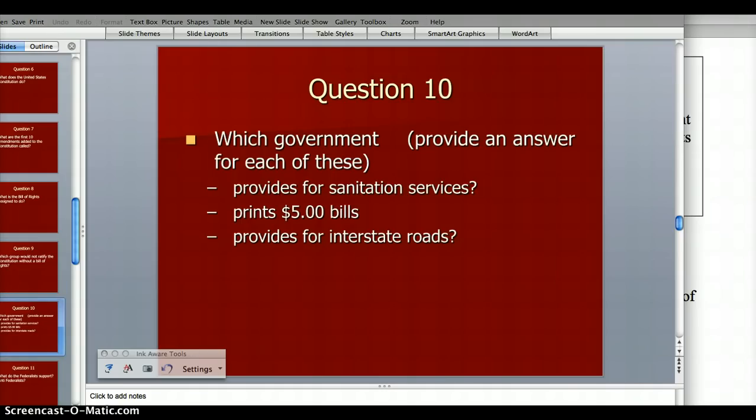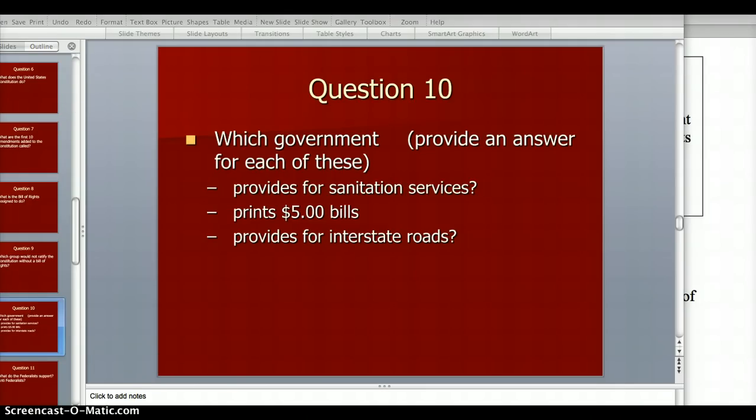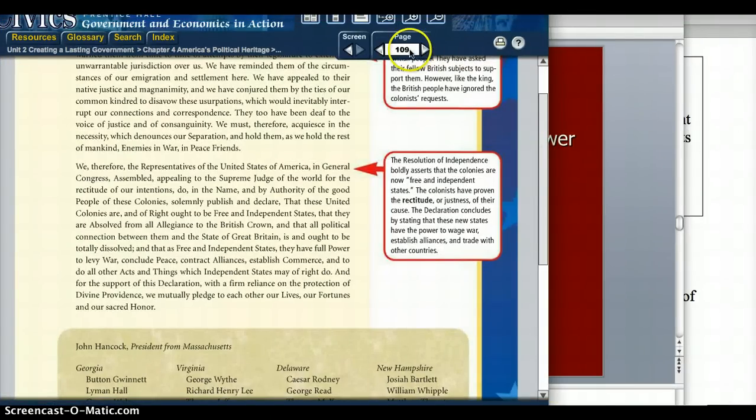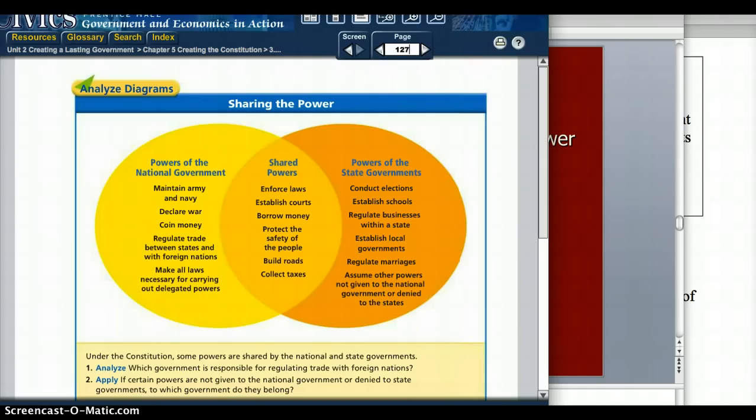Number 10, which government? Provide an answer for each of these. Okay, in class we worked on this, and you have a couple of different charts that I gave you and Venn diagrams, but it's also in your textbook. So if you turn to page 127 in your book, you will get to this diagram, sharing the power. We have the powers of the national government, shared powers, powers of the state governments. So the first one wants to know about sanitation services.